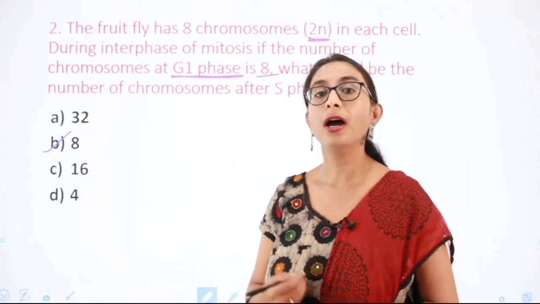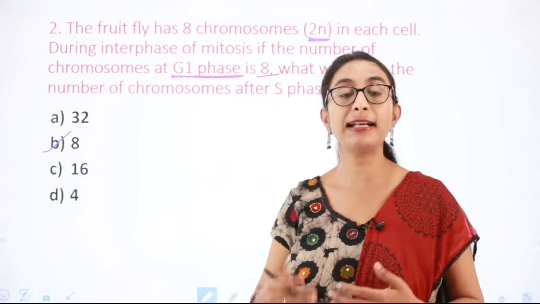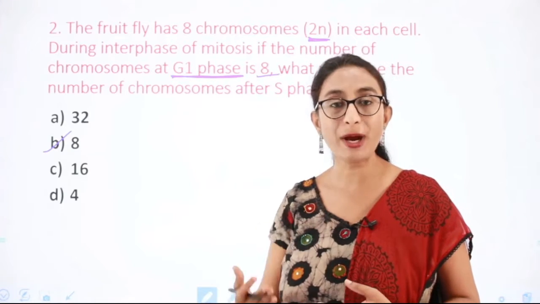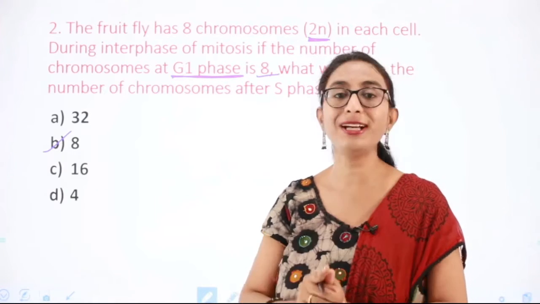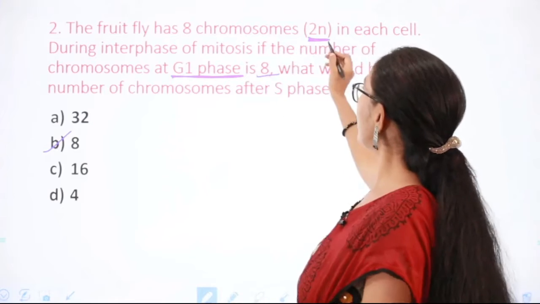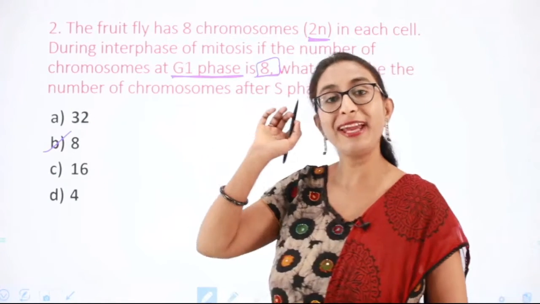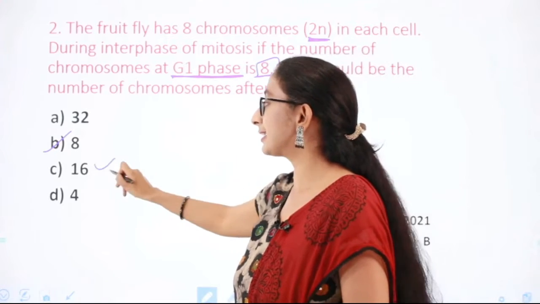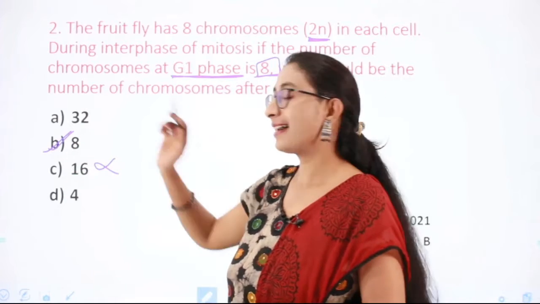Why is it so? Because during the S phase, DNA replication happens. That is, the quantity of the DNA or the genetic material becomes twice. It doubles. However, the number of chromosomes does not double. The number of chromosomes still remains the same. So, initially, if the number of chromosomes was 8, even at S phase it will have 8 only. So please do not get confused and mark 16, which is the wrong answer. 8 is the right answer option.